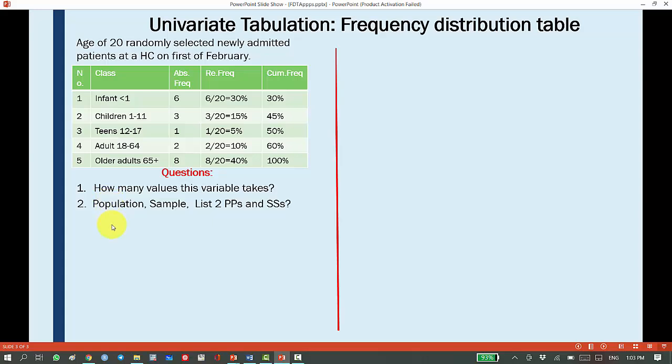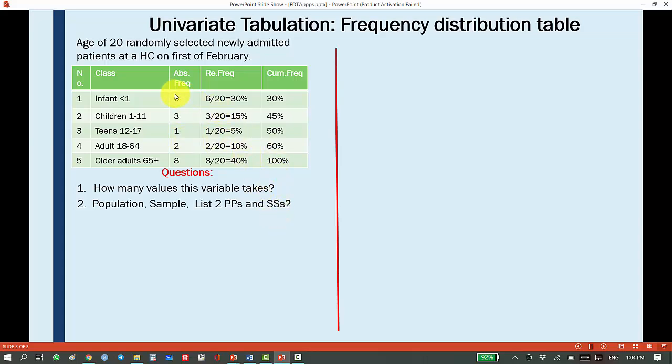What is the population? Population is, of course, all newly admitted patients at this hospital on the 1st of February, from which we have chosen 20 randomly. Sample is, of course, the 20 randomly selected newly admitted patients. Two population parameters: if we had the age of all newly admitted patients on that first day of February, and we calculated the absolute frequency or the relative frequency or the cumulative frequency, all of those would be population parameters.